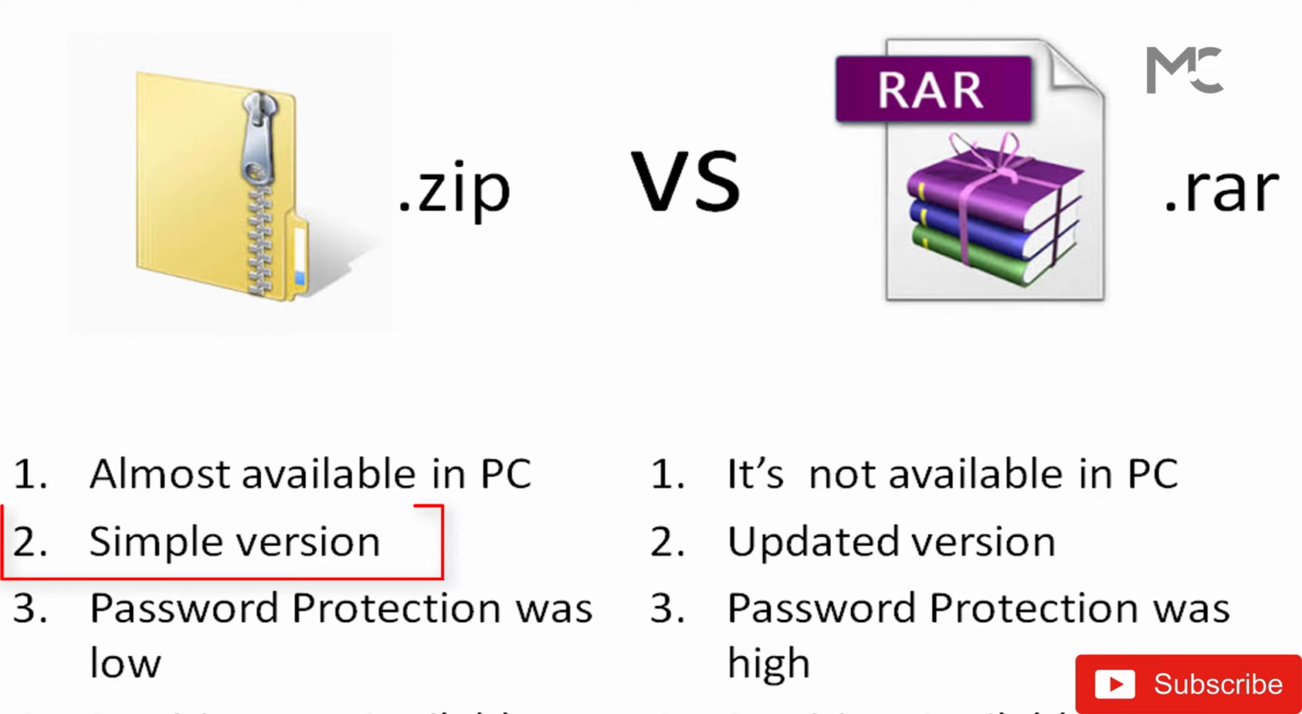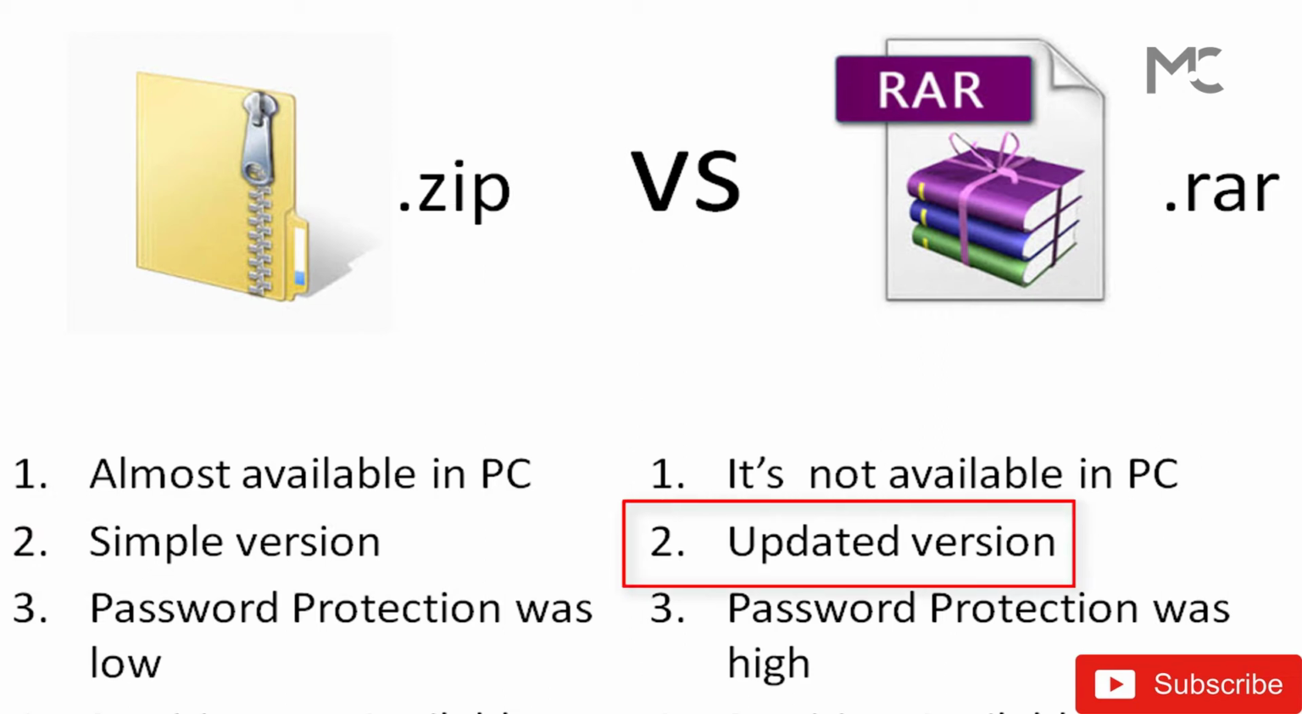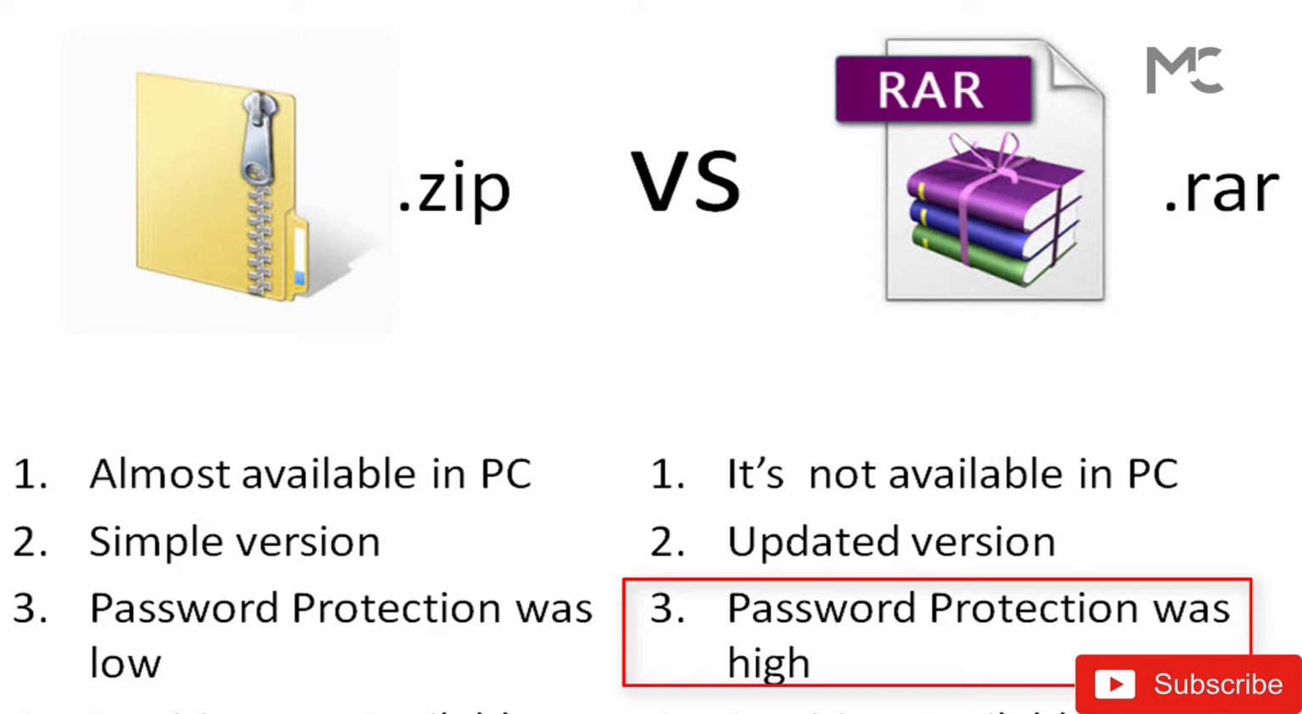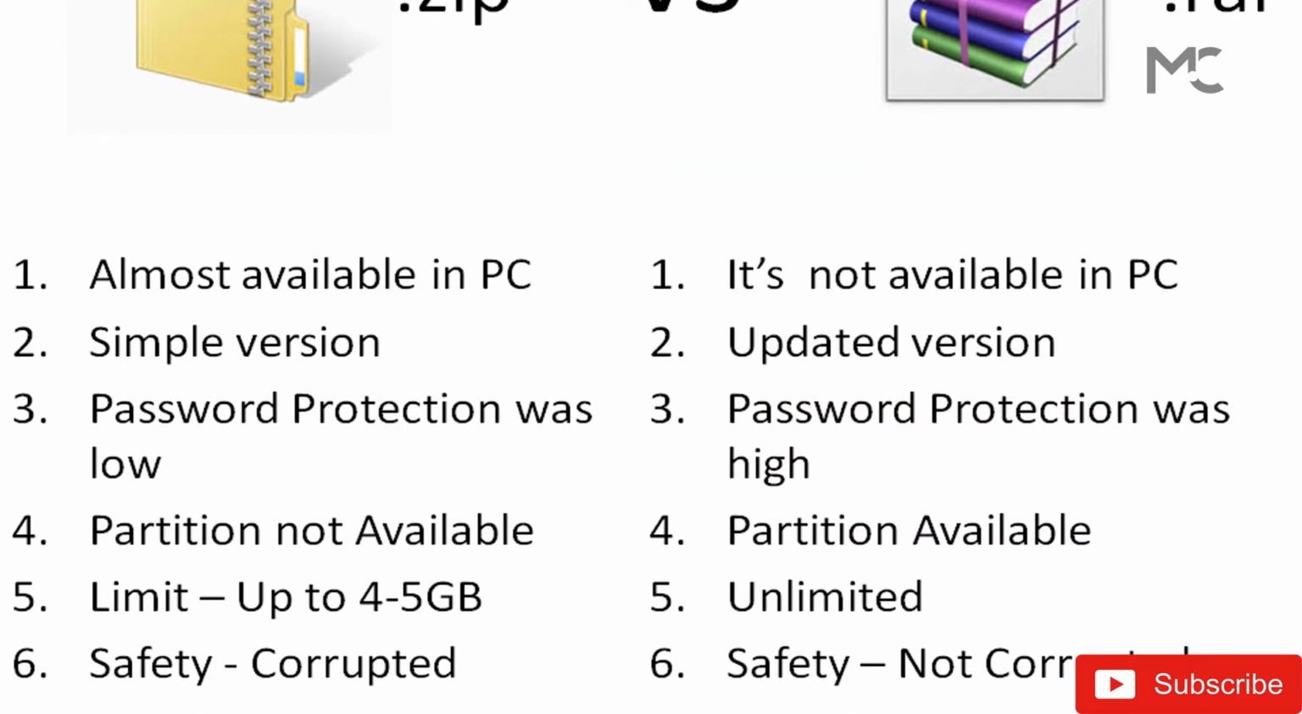Second, a zip file is a simple and lower version, which was used in past days. A RAR file is an updated version, which is used nowadays. Third, a zip file has lower password protection, so it can be easily cracked. But a RAR file has higher password protection, so we cannot crack it.